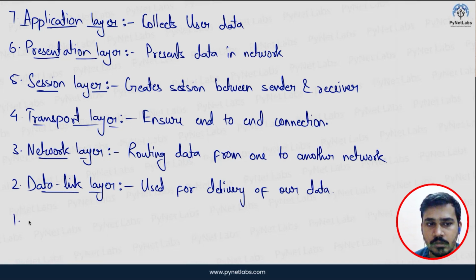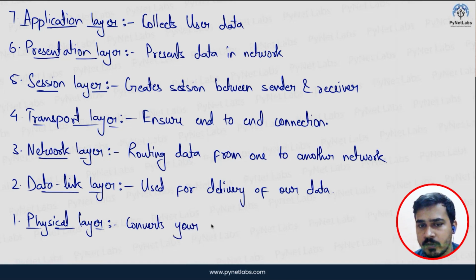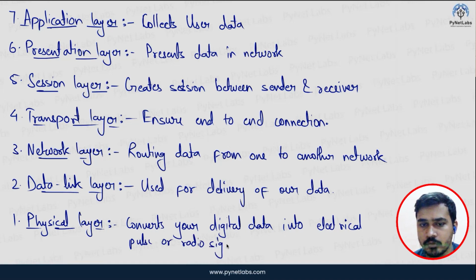And the last layer is the physical layer, which converts your digital data into electrical bits or electrical pulses or radio signals. If we are using wireless, it simply converts your data into radio signals. So this is what your OSI model does. This is the 7 layers and the responsibility of the 7 layers.